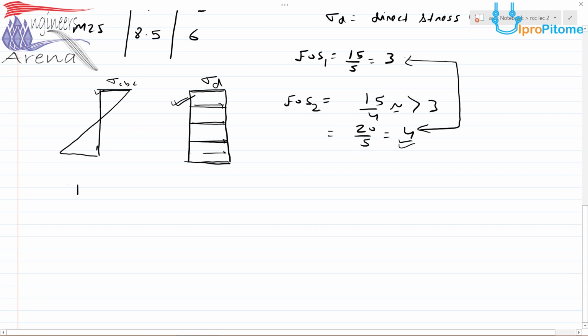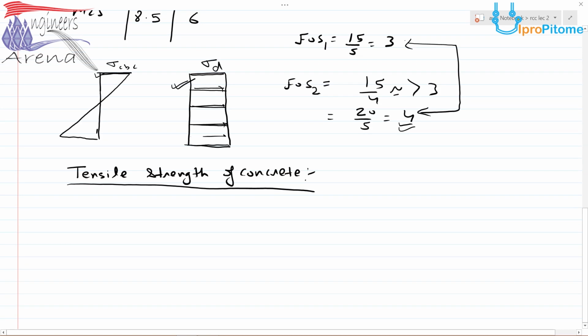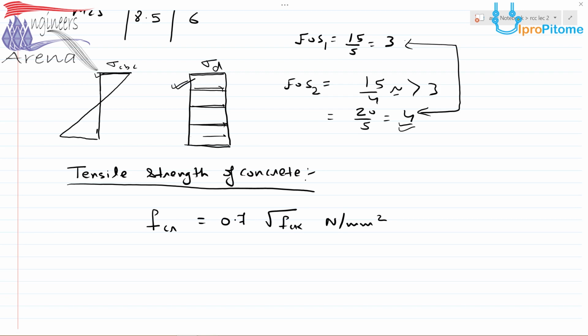Thereafter, one of the more properties of concrete, that is the tensile strength of concrete. What is the tensile strength of concrete? That is equal to fcr equal to 0.7 root fck. You know what is fck, already told, Newton per mm square. When we design, we assume that the tensile strength of concrete is 0, but actually there is some tensile strength in concrete that is equal to 0.7 root fck.